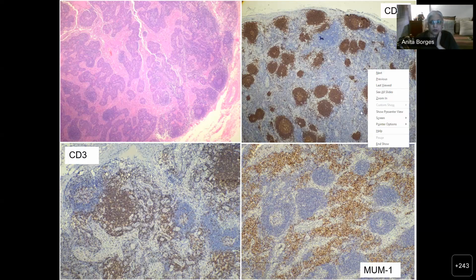Do you want me to do something with a laser pointer? I don't know whether that's better. Yeah. If it's better, is it better?